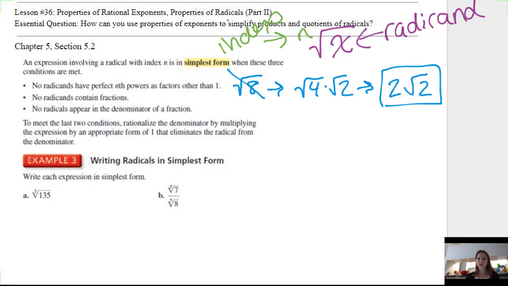And so you can extend this to like the third root of 50. If there's a perfect cube factor, you would take it out. And we'll see some of this in example 3.